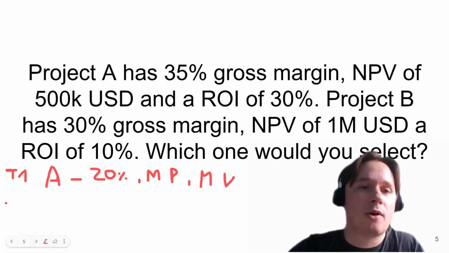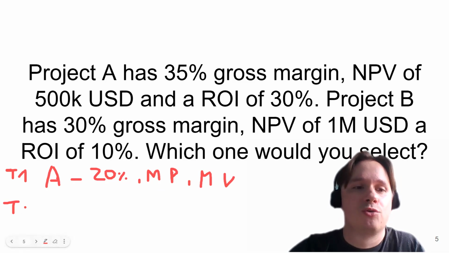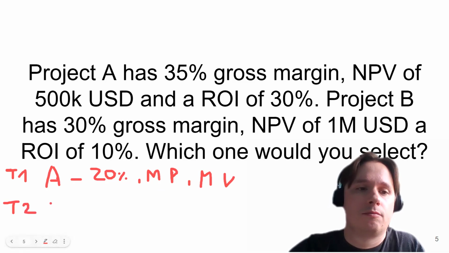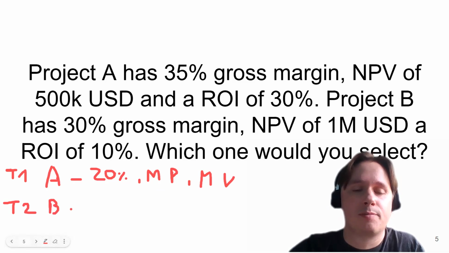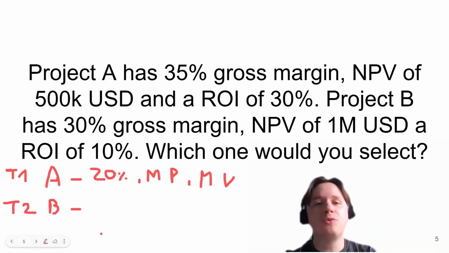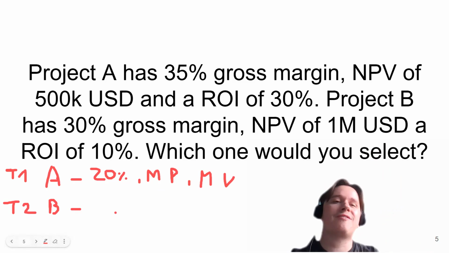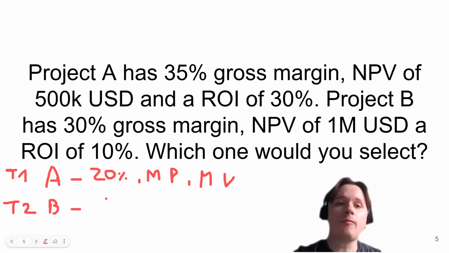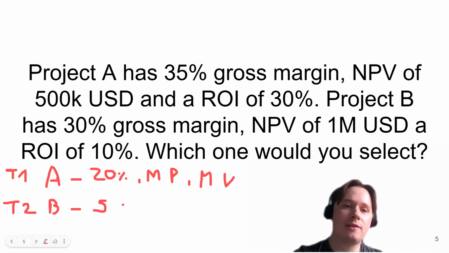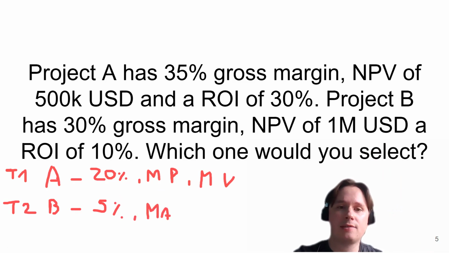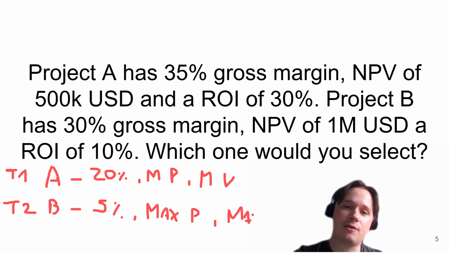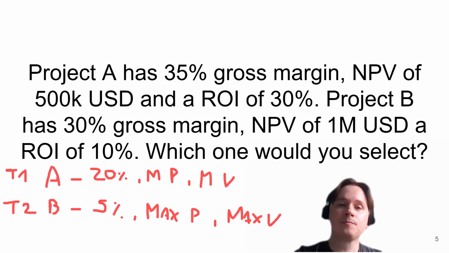But if I tell you that the project 2, the team 2, create project B, and they really want this project to be approved because they think it's a good idea, so they created a very positive scenario or a very optimistic scenario there. They use a WACC of 5%. They use the max price that they could get from the market to make the business case scenario, and they use the max volume that they expect to sell it to showcase this scenario here.